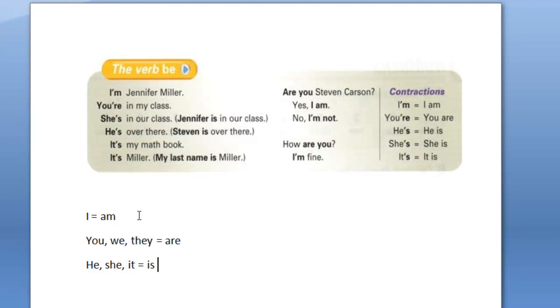Now, what we're going to do next is listen to these sentences that you see here. You're going to listen to the sentences in the form of contractions. So what this means is that if I mention that the verb to be is am in this form, it's going to be in a contracted way. So you're going to hear Jennifer Miller, for example.